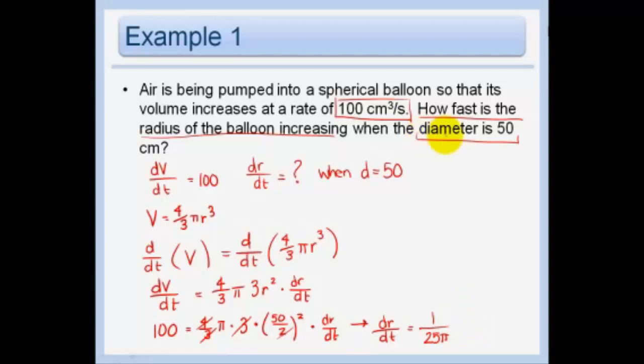And then the units, how fast is the radius of the balloon increasing? That would be centimeters per second. So it's increasing at a rate of 1 over 25 pi centimeters per second.